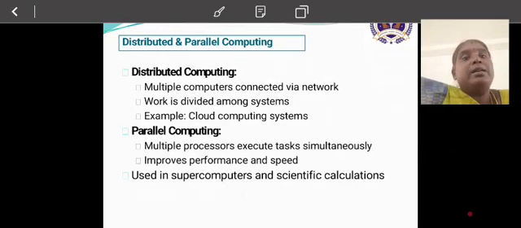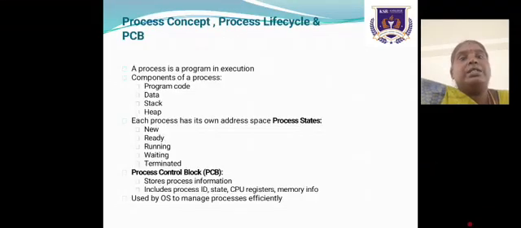Distributed and parallel computing. Distributed computing means multiple computers connected via network. Work is divided among systems. Example, cloud computing system. Parallel computing, multiple processors execute tasks simultaneously. It improves performance and speed. Used in supercomputers and scientific calculations.